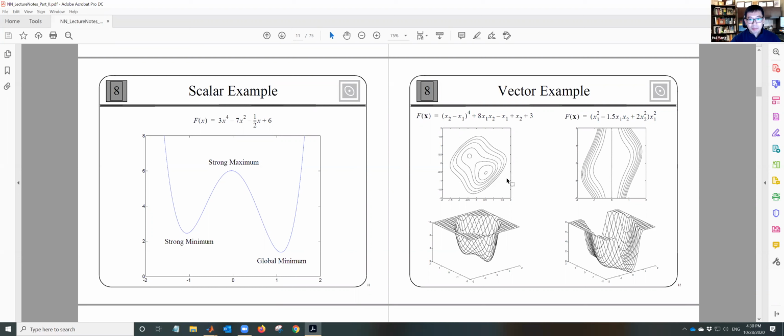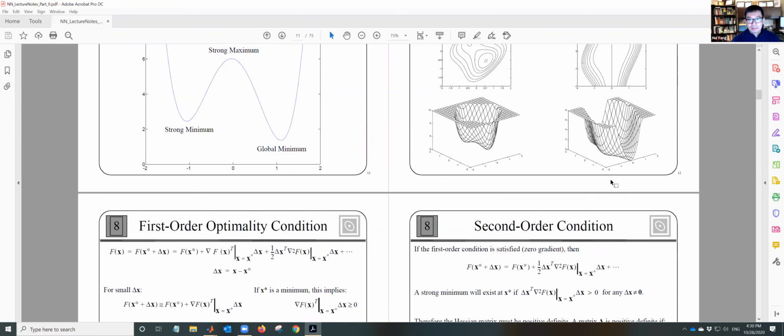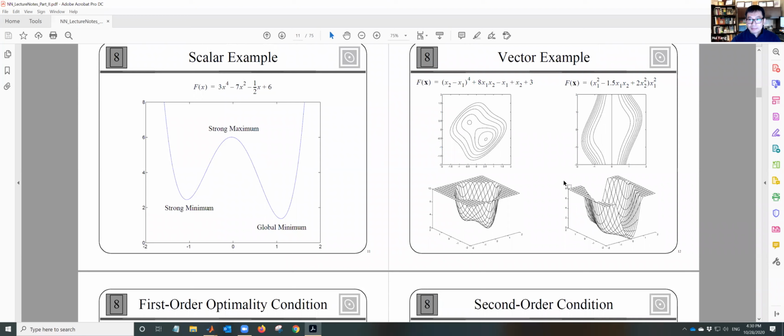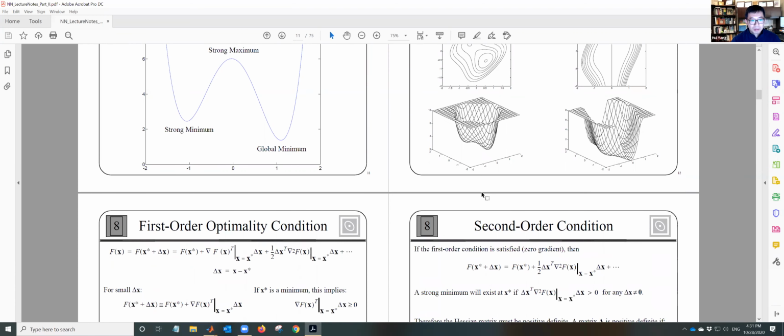This is a scalar example. So over here, you see which one is a strong minimum, which one is the global minimum. This one is, and this one. Which one is the strong minimum and the global minimum? Obviously, here is a strong minimum. Here is the global minimum. And this line is a weak minimum. Am I making sense? So if no further questions, we will move on to the next slide.